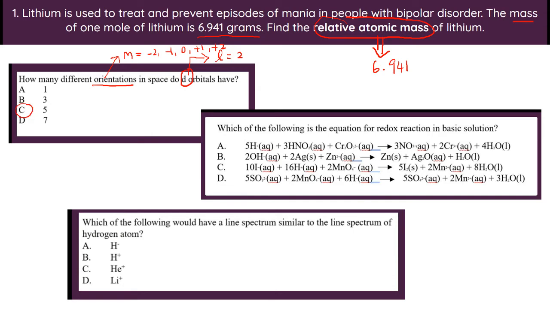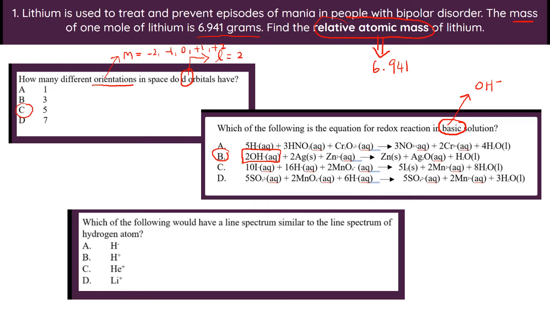Next question, which of the following equations for the redox reaction is in basic solution? The simplest way for us to tell whether it is a basic solution is to look at the chemical formula which represents basic, which is OH negative. I think it's very obvious. We can see in B here the OH negative. So the answer is B.